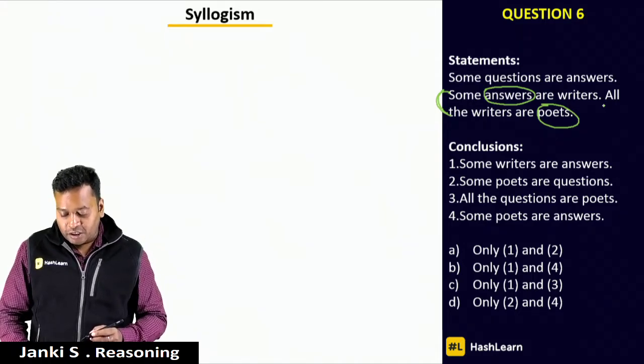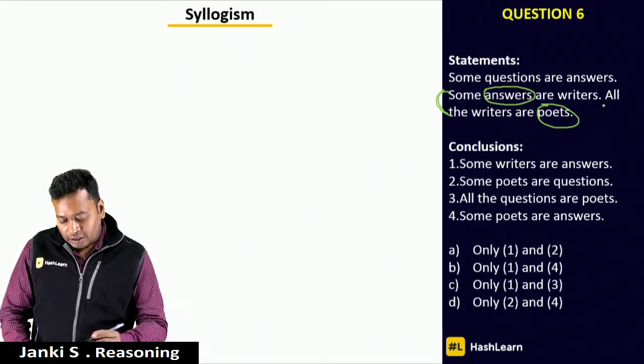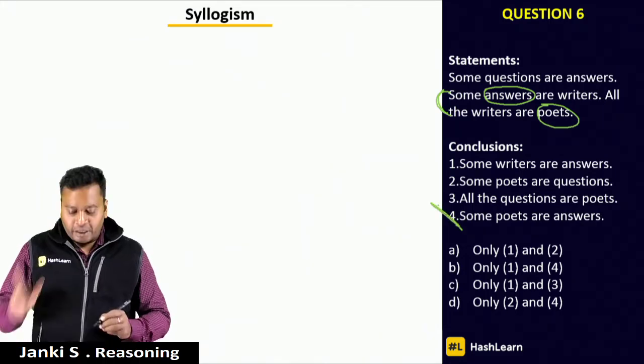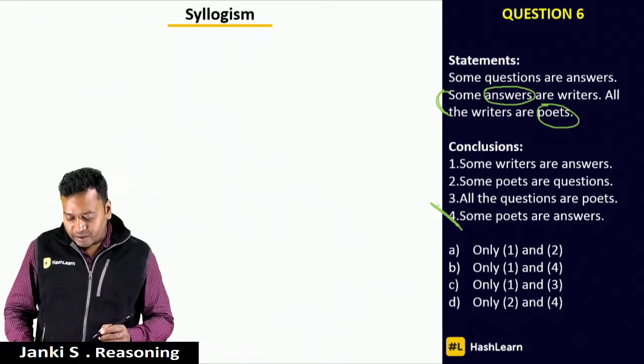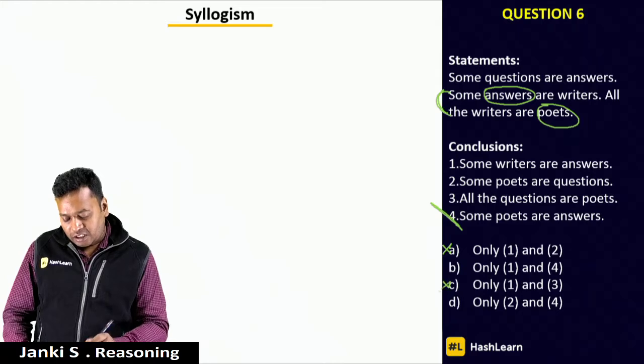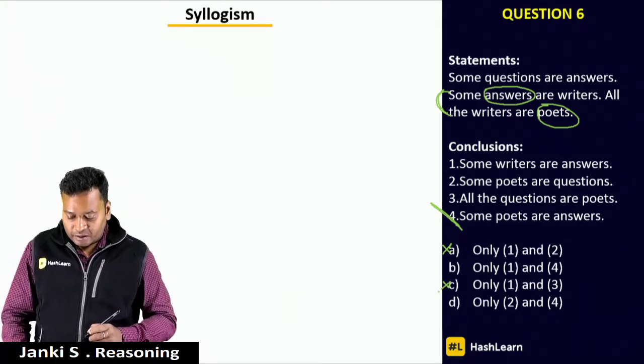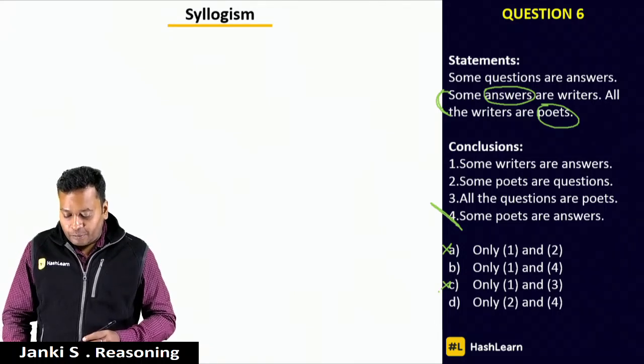So first let's search whether some answers are poet is there or not, right. That is there in option 4. So we have chosen one. That means now I can say that A and C, these two are ruled out, right. Now let's check the other formats here, right.